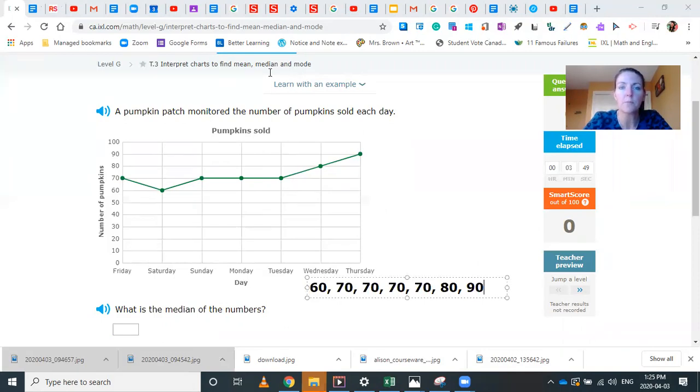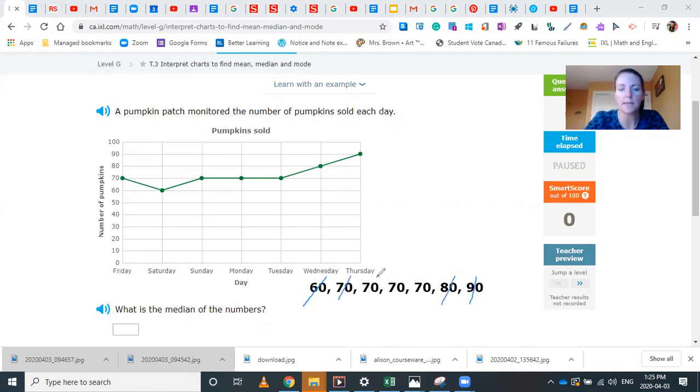Okay, so the next step when you're doing median is to cross off from the outside in, and the middle number is the median. So we're going to cross off the 60 and the 90. Next one in, 70 and 80. Next one in, 70 and 70. And we're left with our number in the middle, which is our median. Remember, small, medium, median, and large. So the median of this graph is 70.